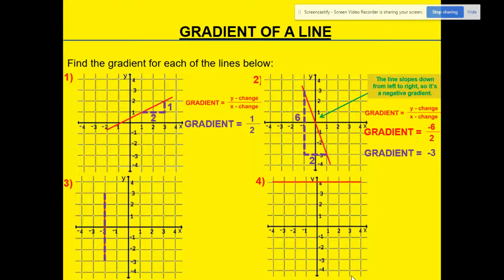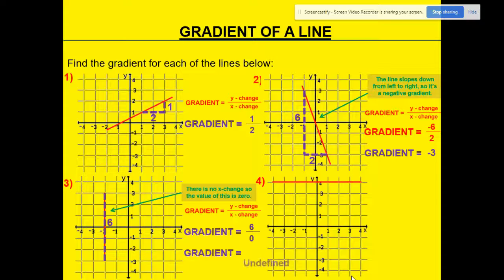Let's go straight up and down. Now you've done one of these. What does that mean? You know we've got a rise of 6. There's no x change, so the value of that is 0. So therefore, the gradient is 6 over 0, which is undefined. We can't get one.